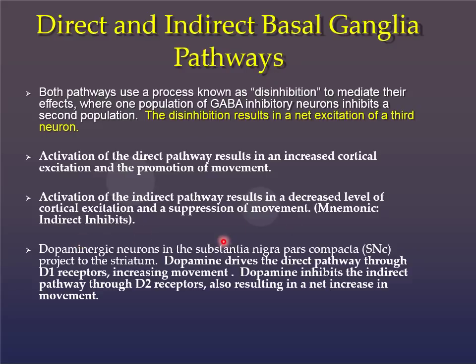Now, dopamine neurons from the substantia nigra pars compacta project up to the striatum. The dopamine drives the direct pathway through D1 receptors, and that increases movement. Dopamine inhibits the indirect pathway through D2 receptors that also result in a net increase in movement. That is because the dopamine has an inhibitory input on this indirect pathway, which is inhibitory to movement, it results in a net increase in movement.